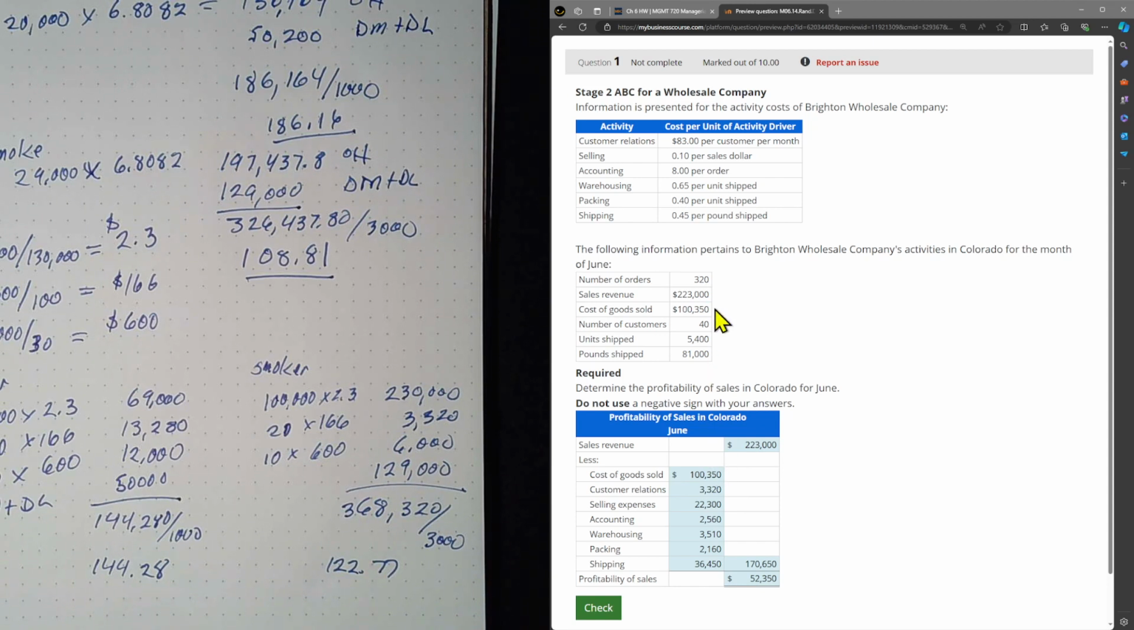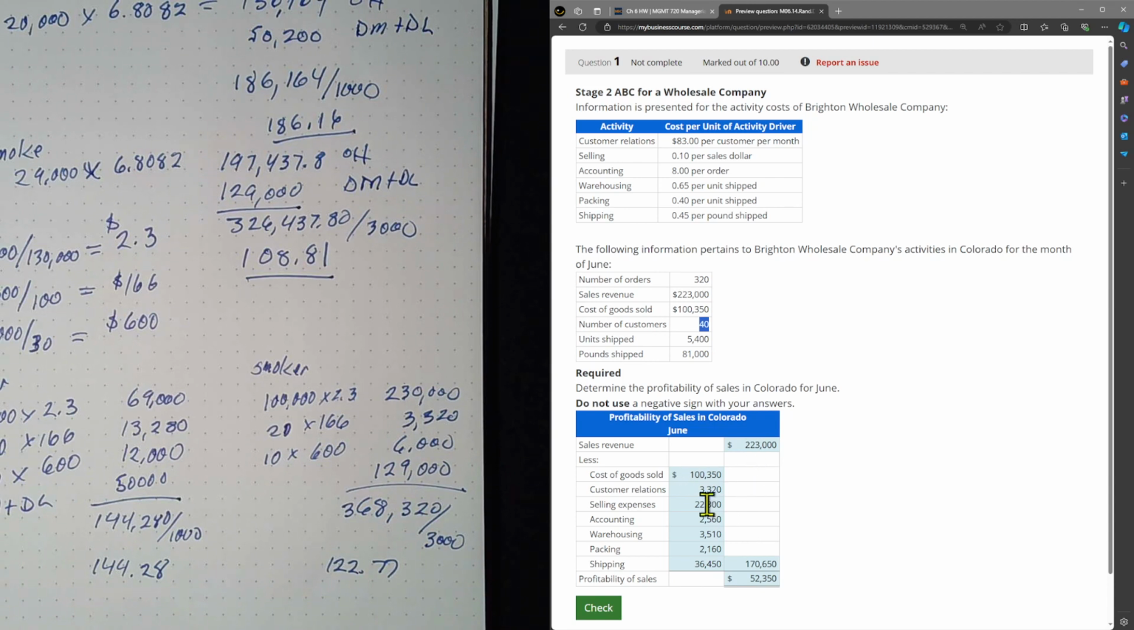So you can see the 223 is the sales revenue, the 100,035 is the cost of goods sold. Customer relations, $83 per customer per month. Number of customers is 40, so you would multiply 40 times 83. The selling expenses are 10 cents per sales dollar, so it's just 1/10 of this number, et cetera, et cetera. So you can go through and figure out how much you made from your customers.